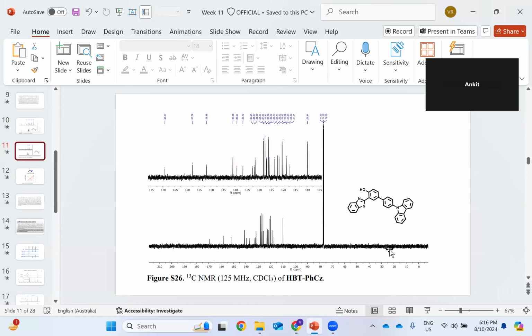There is no signal in the aliphatic region. Also, there are multiple signals. If you count the number of signals here, this molecule shows this many signals in the aromatic region.